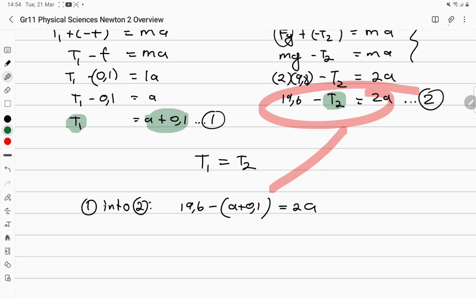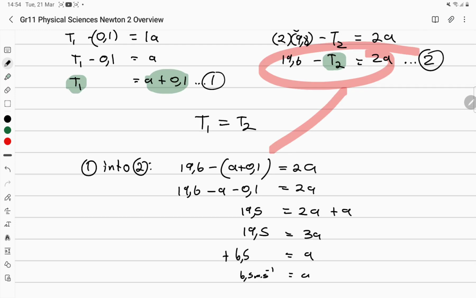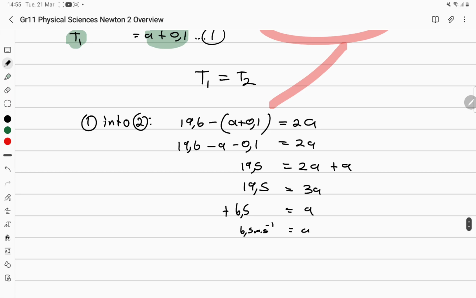Alright, so let's simplify. 2a, 19,6, watch out your negative on the outside there. So you have negative a, negative 0,1. And I'll just solve this quick. Right, yeah, I solved it. And we have a value of 6,5, and I wrote here 6,5 meters per second. No. Meters per second squared. Watch out for that.